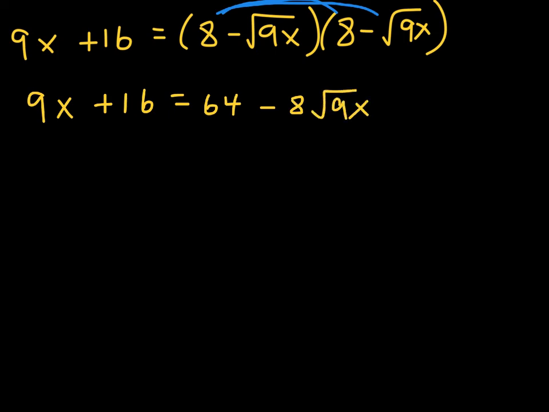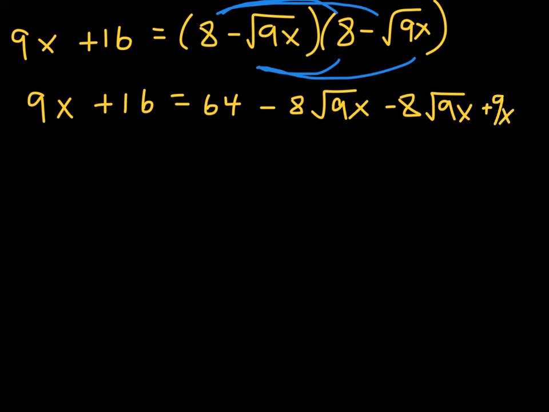And then you have negative root 9x times 8 and negative root 9x times negative root 9x. So the first product is negative 8 root 9x, right? So you get that same term again. And then finally, a negative times a negative is a positive, and a square root times another square root is just going to cancel out the square roots and leave you with just positive 9x. Okay?